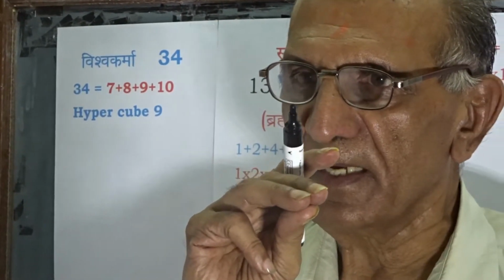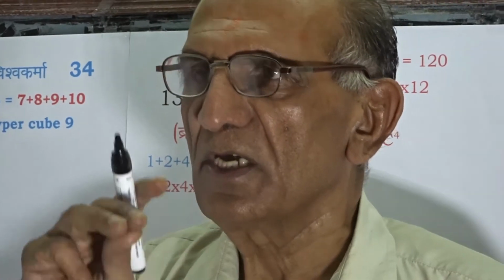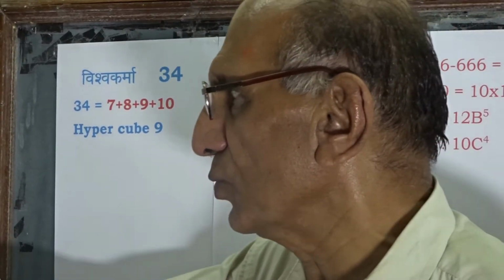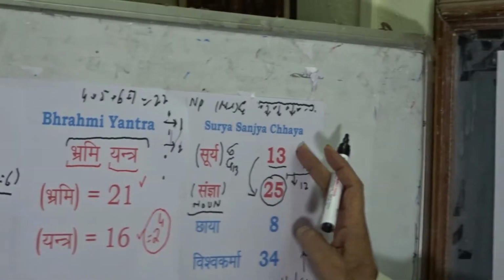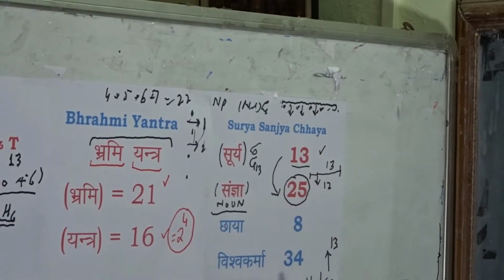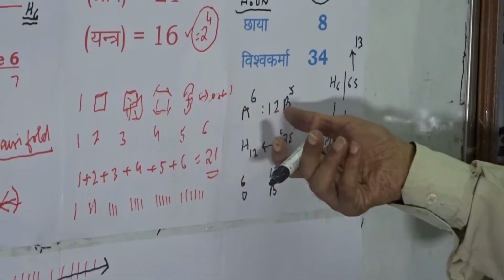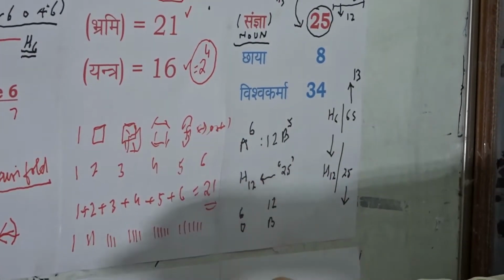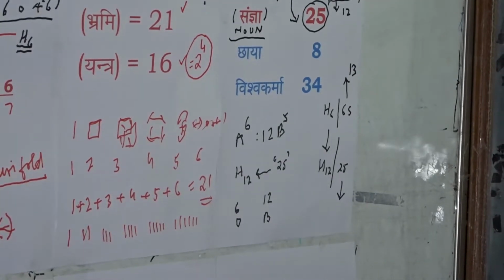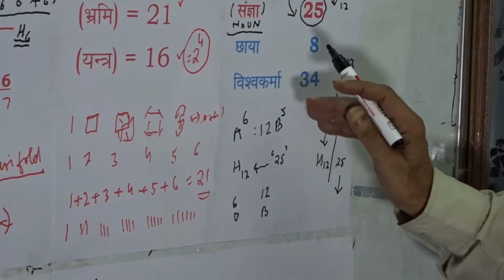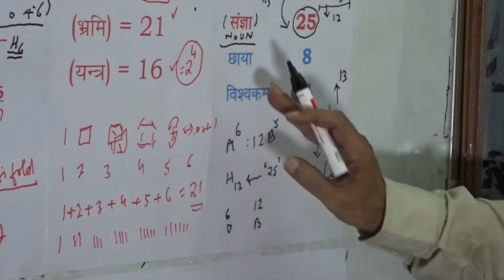Let us make a detailed note in our notebook about the formulation Surya and Sangya, values 13 and 25, hypercube 6 and hypercube 12, a raised to power 6 to 12, b raised to 5 relationship of domain boundary components of 6 space. After making this note, now let us proceed a step ahead.